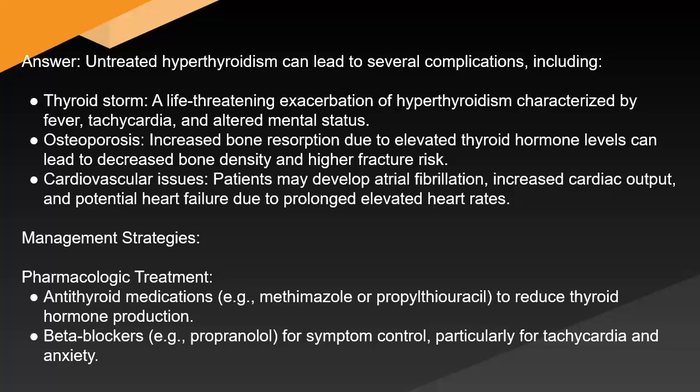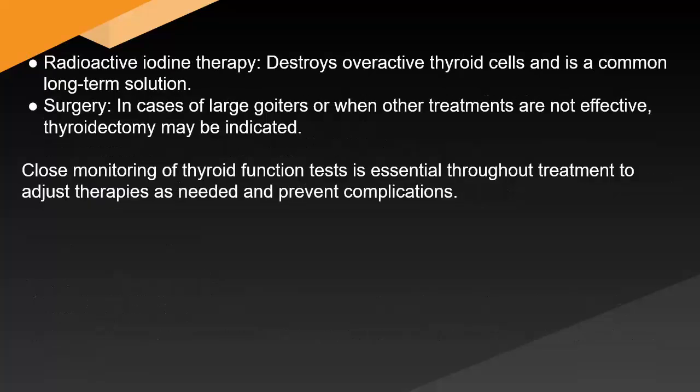Management strategies. Pharmacologic treatment: antithyroid medications, e.g. methimazole or propylthiouracil, to reduce thyroid hormone production. Beta blockers, e.g. propranolol, for symptom control, particularly for tachycardia and anxiety. Radioactive iodine therapy destroys overactive thyroid cells and is a common long-term solution. Surgery: in cases of large goiters or when other treatments are not effective, thyroidectomy may be indicated. Close monitoring of thyroid function tests is essential throughout treatment to adjust therapies as needed and prevent complications.